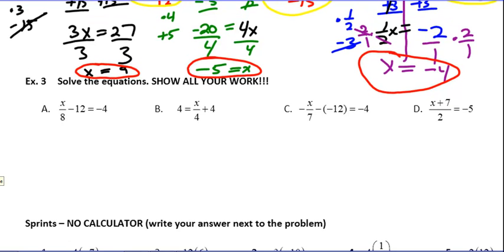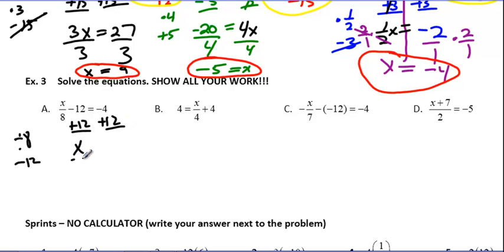Last set of examples here. Now we're dealing with this division thing that sometimes throws people off. Alright. Looking at number 1 here. Again, we're dividing. We read the fraction first because there are variables there. We're dividing by 8 and we're subtracting 12. So I'm going to add 12 to both sides.